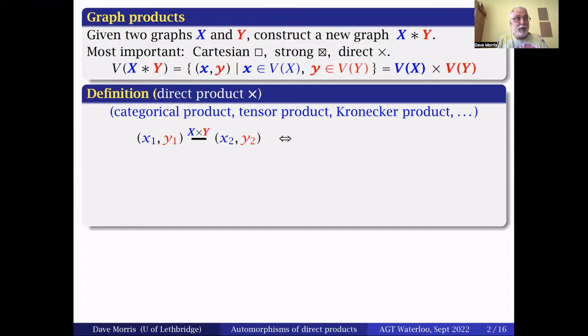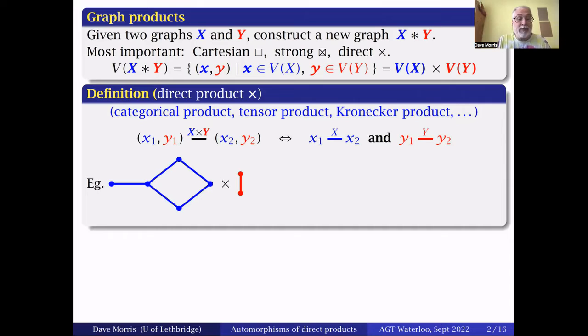There's an edge from an ordered pair if in the original graphs, there's both an edge in X and an edge in Y between the corresponding vertices. So for example, if we take this graph here, maybe a frying pan graph, I don't know what you call it, and cross that with just K2, since there are two vertices in K2, we'll get two copies.